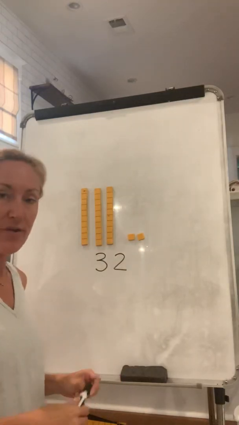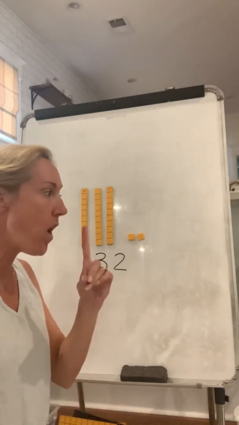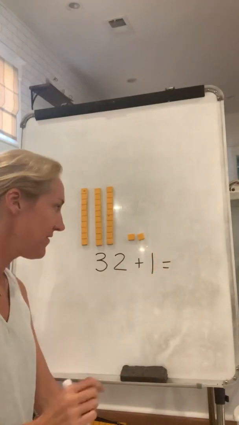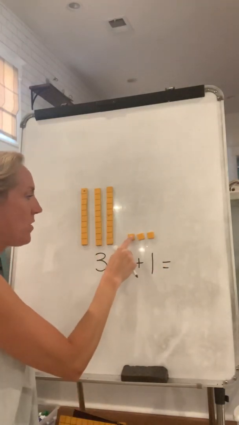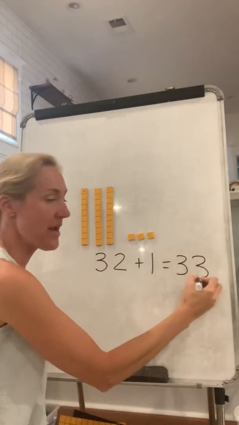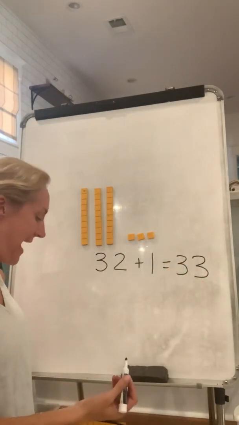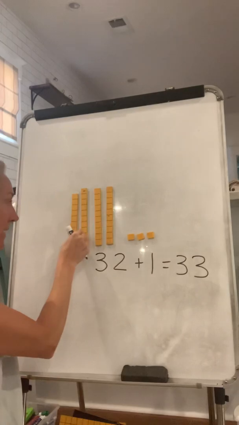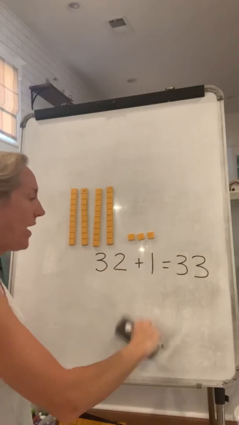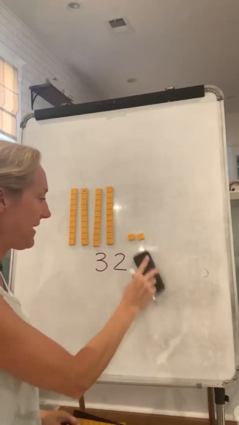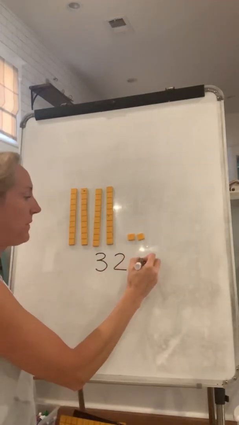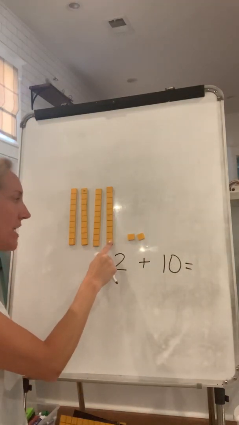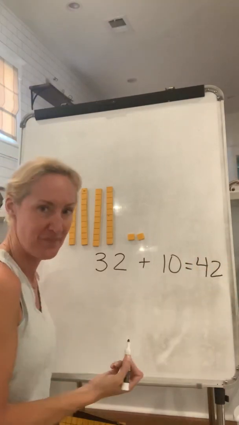Okay. What if I want to add another 1? What is 32 plus 1? Add another 1. 33. What if I want to add a 10? So now I need 10. I'm going to change my tens now. What is 32? Let's go back to 32 plus 10. Well, now I have 1, 2, 3, 42. Okay.